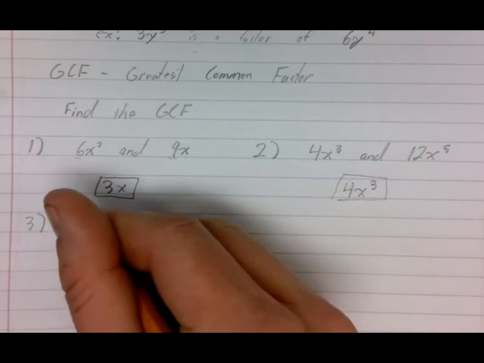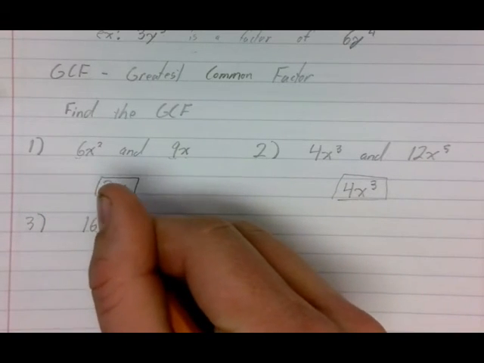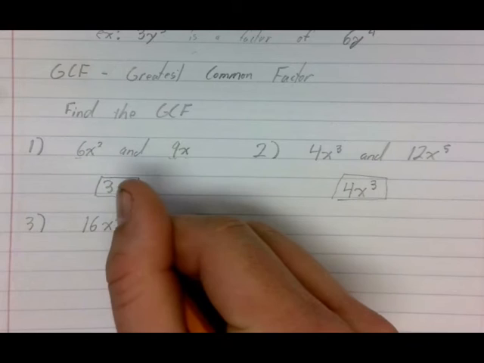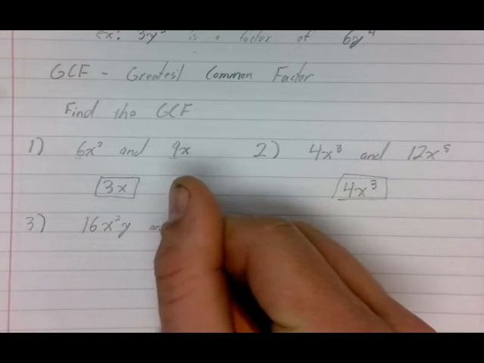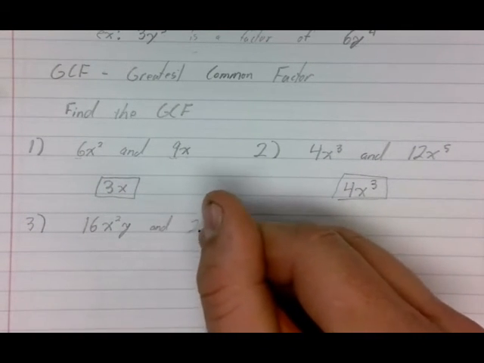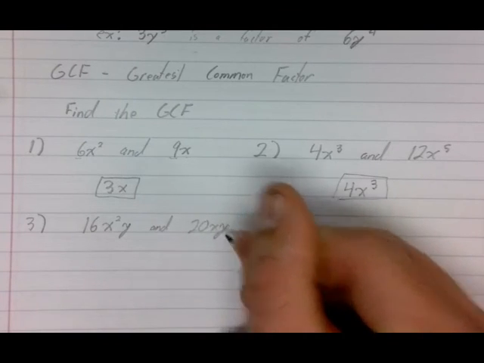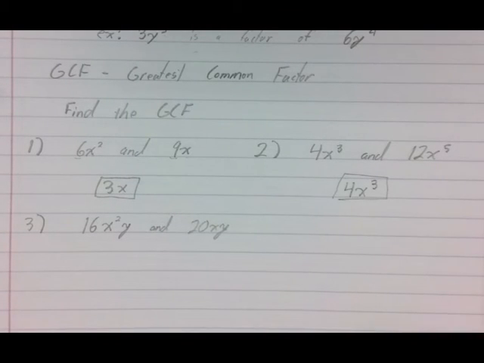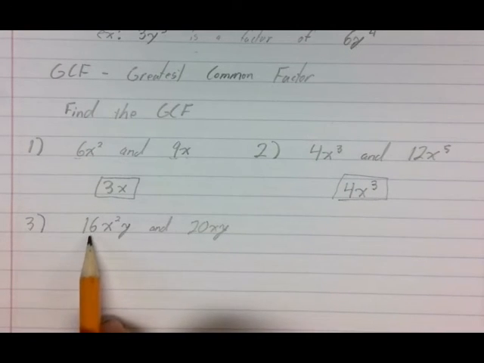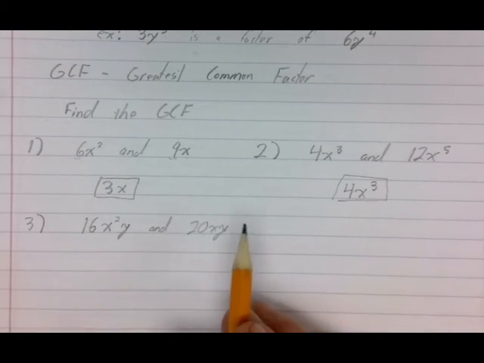All right, number 3. So now I'm going to add in more than one variable. And it doesn't really change anything. I just go with the number first, so I'll look at the 16 and 20, and then I look at the x's, and then I'll look at the y's.